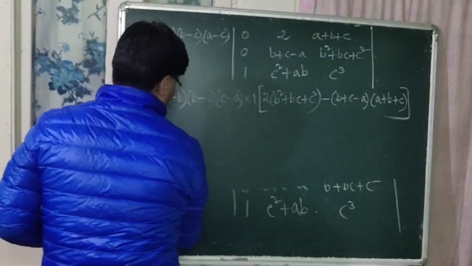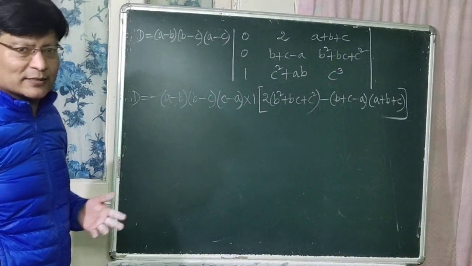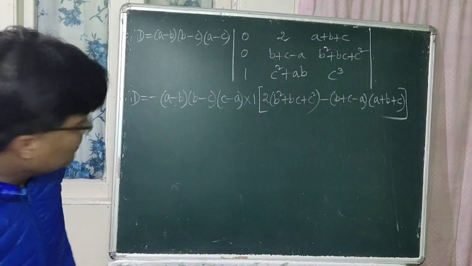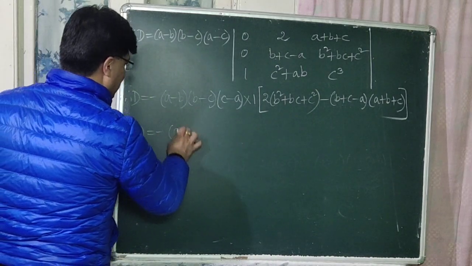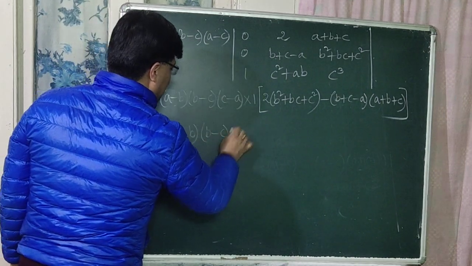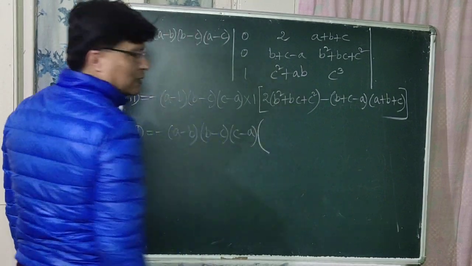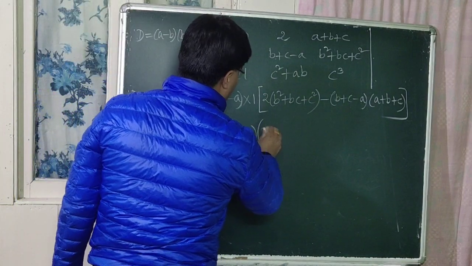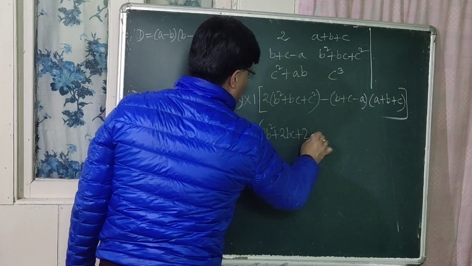अब तिमीले ढुक्कैसँग simplify गर्दा भयो. You will get the answer. You should get the answer as in the book. Okay? Therefore, d is equal to minus within bracket a minus b, b minus c, c minus a. Then within bracket, let us simplify it. 2 into b square, 2b square plus 2bc plus 2c square.